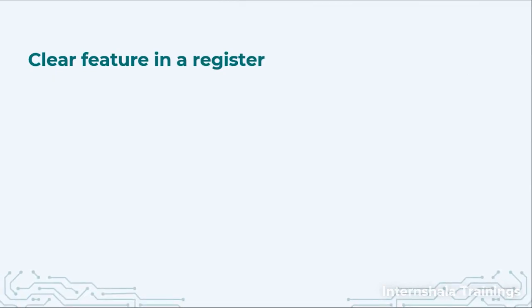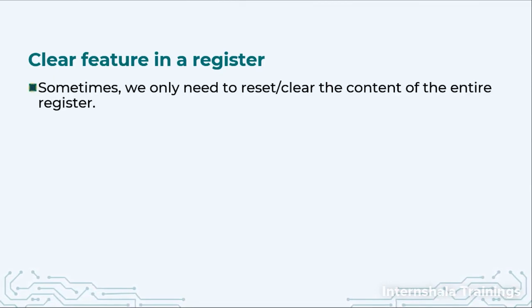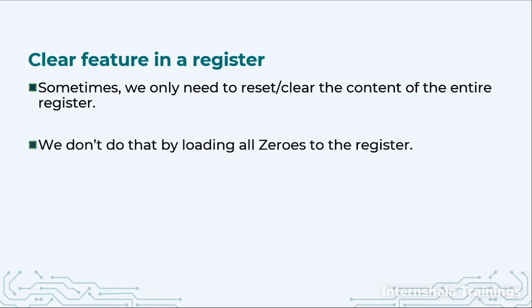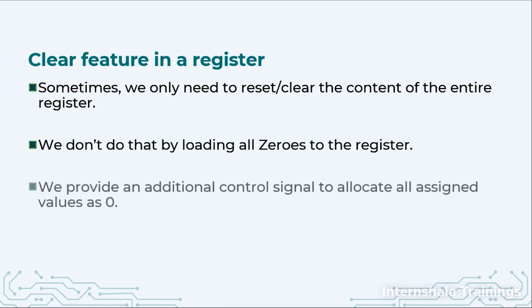Let us talk about the clear function or the feature that we have in a register. Sometimes we need to reset or clear the content of the register. One simple way is you can set the load signal to 1 and load 4 zeros or 8 zeros depending on the size of your register. But we suggest not doing it. Instead, provide one additional control signal, and whenever that signal is assigned as 1 or 0, we can set every value to 0. So this is what the clear signal is.